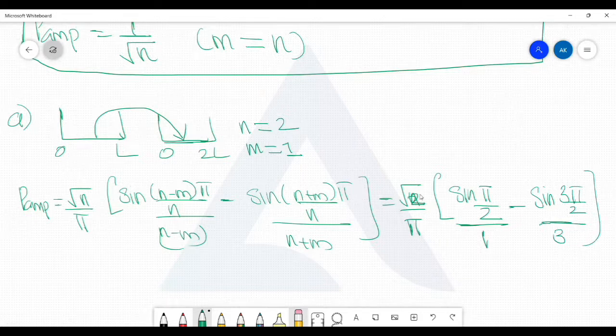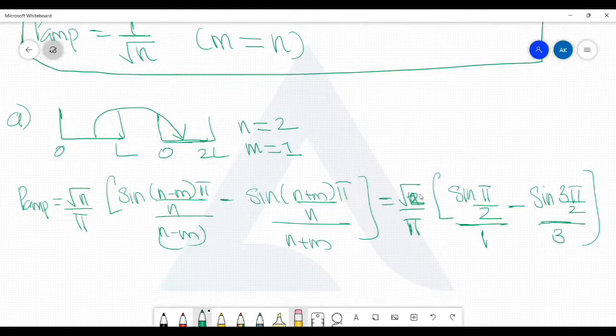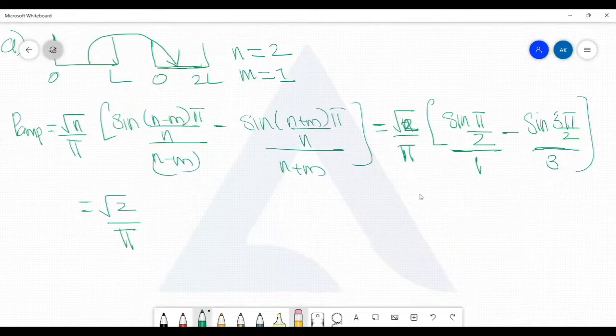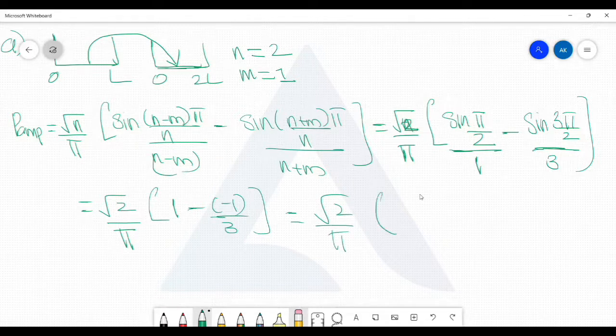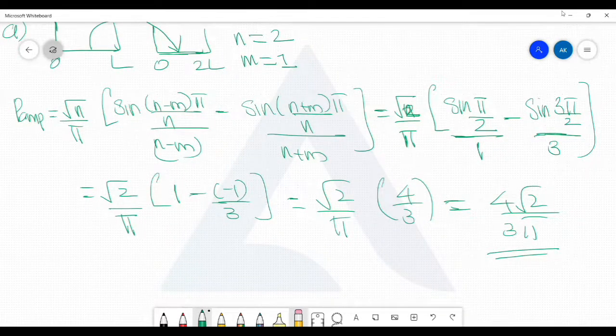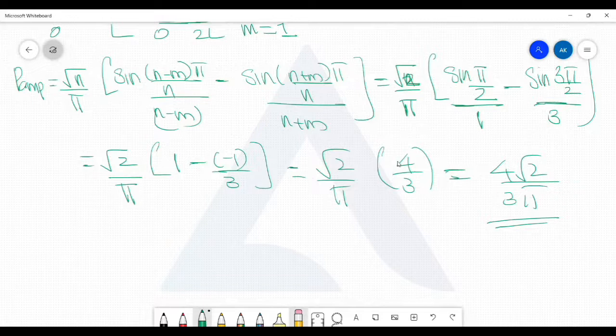So this is simply root 2 by pi into sine pi by 2, which is 1, minus sine 3 pi by 2, which is minus 1, by 3. So this is root 2 by pi into 4 by 3, which is 4 root 2 by 3 pi. This is the probability amplitude. If you square it, you will get the probability. So this is simply the probability amplitude only. You have to square it to get the probability. You see the same answer.